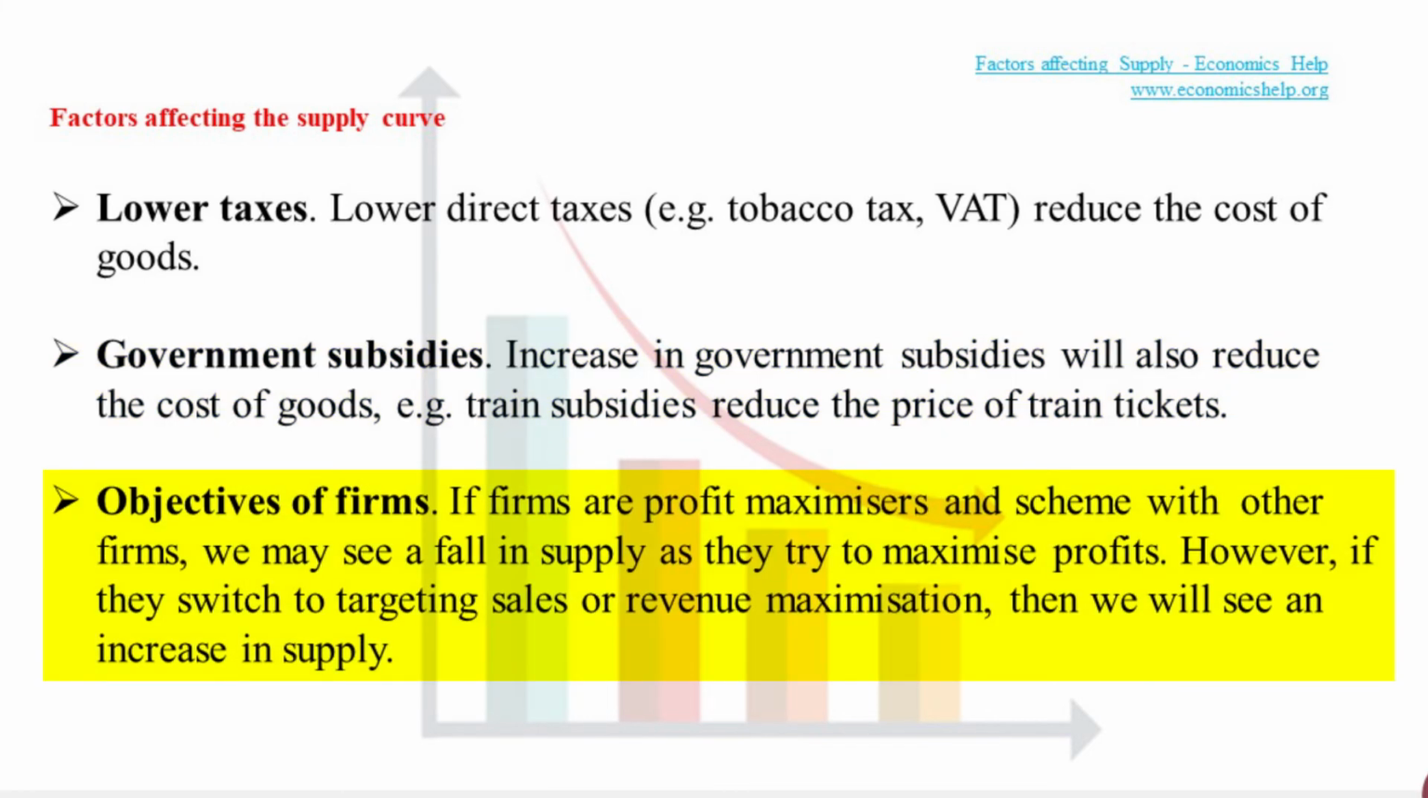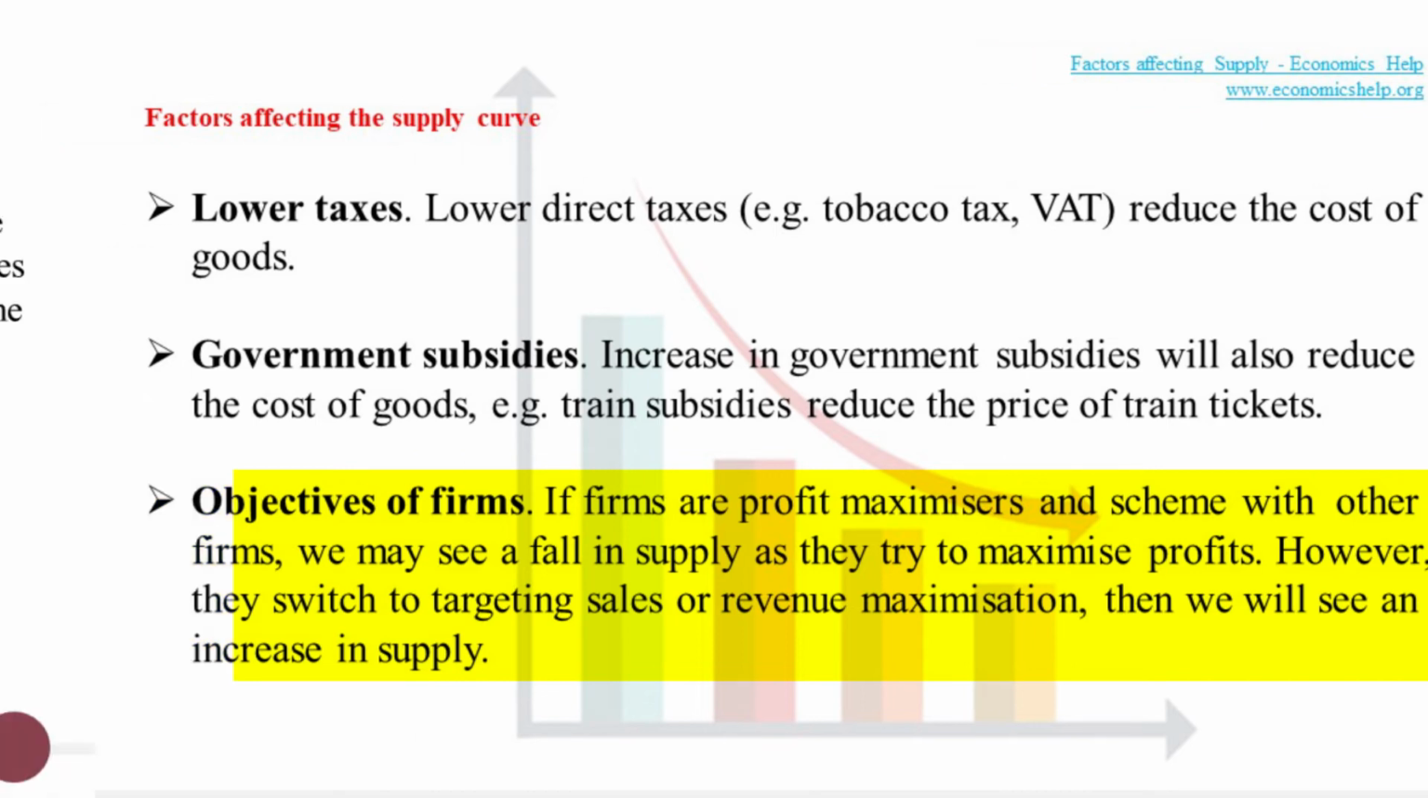Objectives of firms. If firms are profit maximizers and scheme with other firms, we may see a fall in supply as they try to maximize profits. However, if they switch to targeting sales or revenue maximization, then we will see an increase in supply.